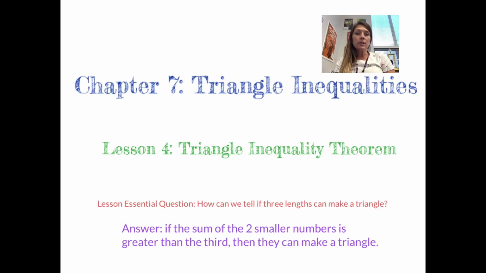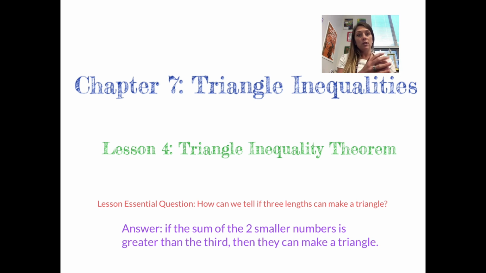So this concludes this lesson for the triangle inequality theorem, which says in general that two of the sides of a triangle, when you add them together, must always be bigger than the third side. Any two sides you add together must always be bigger than the third side. But specifically, the way the numbers work in answering this lesson essential question, you're really just looking at those two smaller numbers to make sure that they are greater than the third whenever you add those together, in order for them to make a triangle.